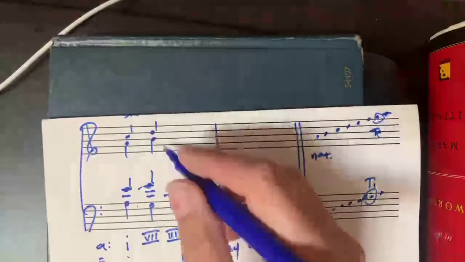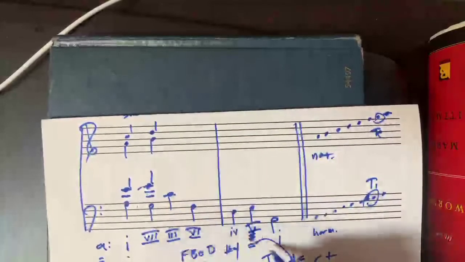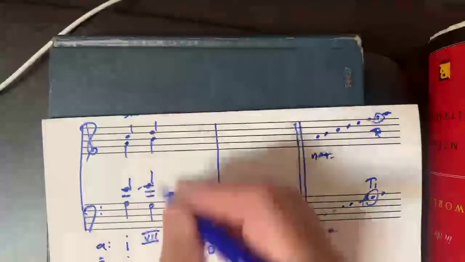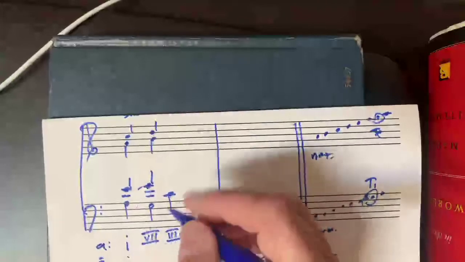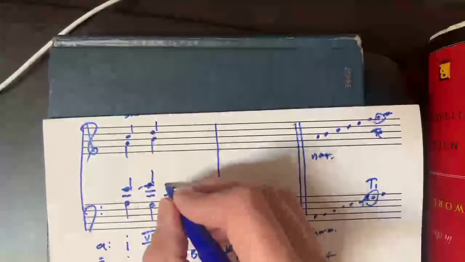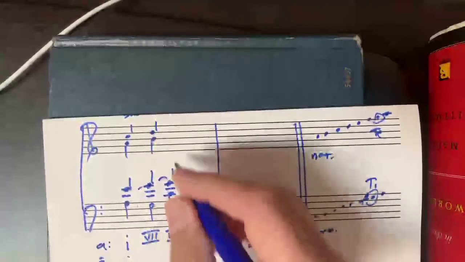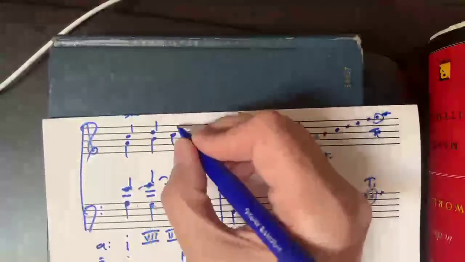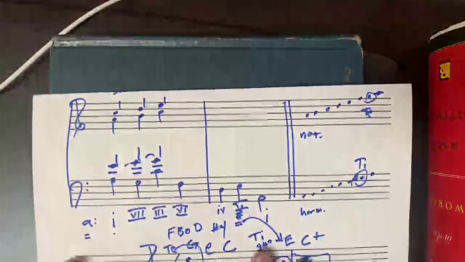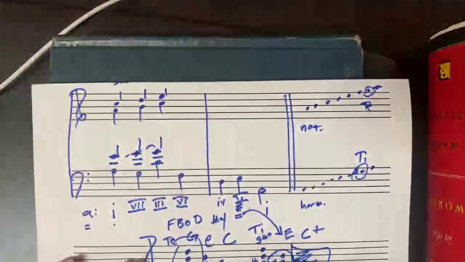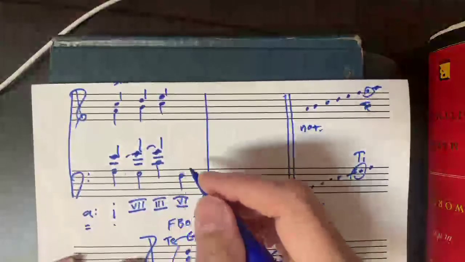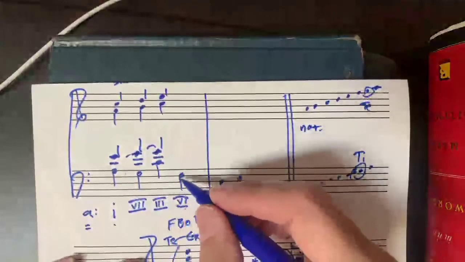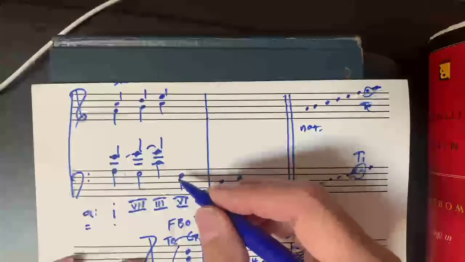Okay, and now we have circle of fifths motion. Okay, so G goes to C. We need C, E, G. We're going to maintain our common tone G. We've got a C. We've got an E. Here we've got an F. We need F, A, C.